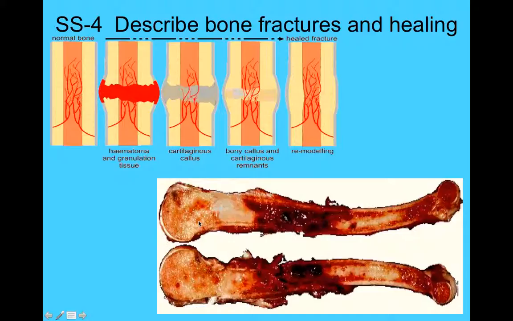Bone fractures and healing. This goes into a lot less detail than what's in the book, so just look at this. It's a lot like what happens with the skin. You're going to get a hematoma or blood clot forming in here, and that is going to be replaced with cartilage. The cartilage will become calcified and then replaced with bone cells, and then the bone will change. Okay, so nothing major here, just blood clot, cartilage, calcification, and then bone remodeling.